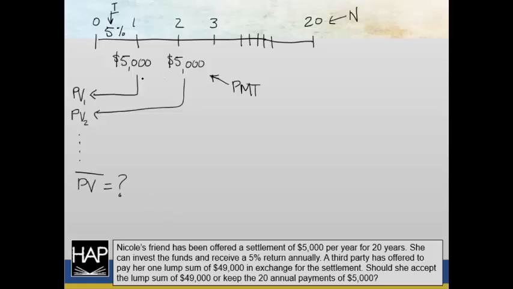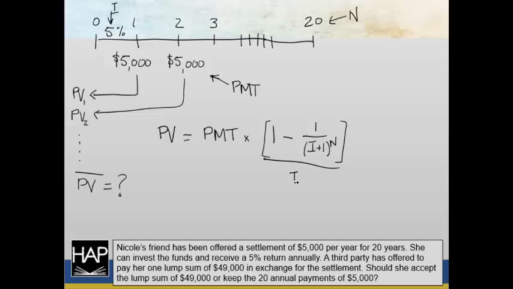We can use the annuity discount factor to calculate the present value. So the formula is that the present value is equal to the payment amounts multiplied by the annuity discount factor, which takes into account the time and the interest rate that the money will be using. So the annuity discount factor being 1 minus 1 over the interest rate plus 1 to the power of n, which is the number of years, and all of this over the interest rate.